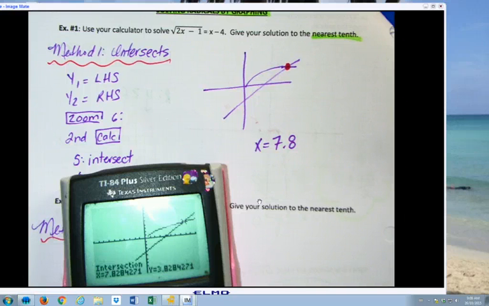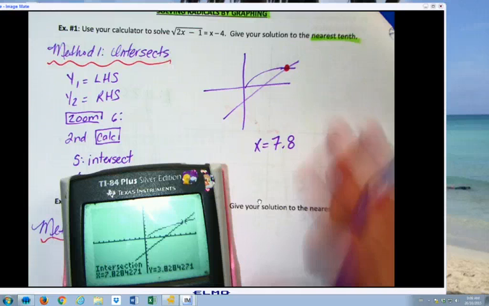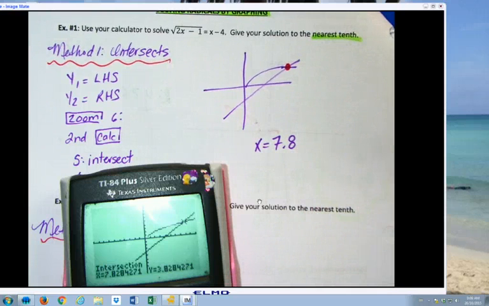It's always x. So you might want to make a note. Y is irrelevant, or don't write y, or don't look at y, whatever you need to remember, it's just the x coordinate.